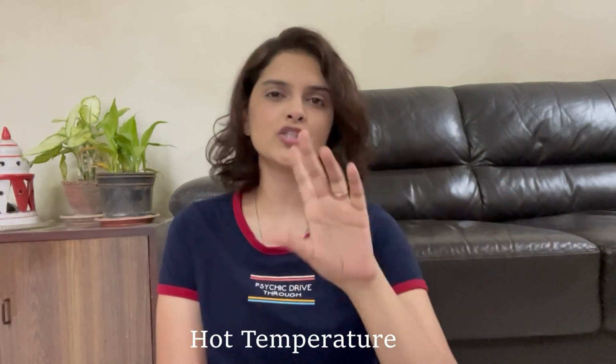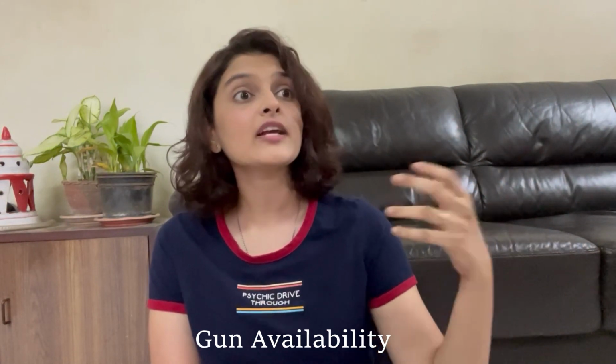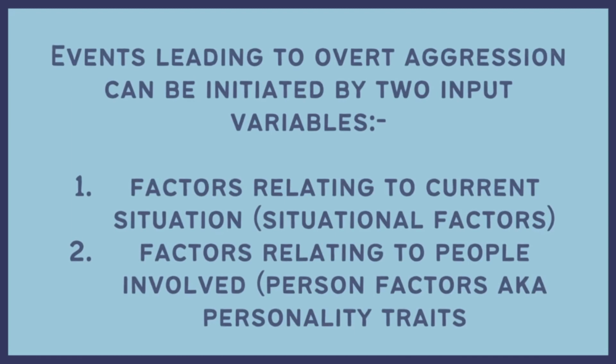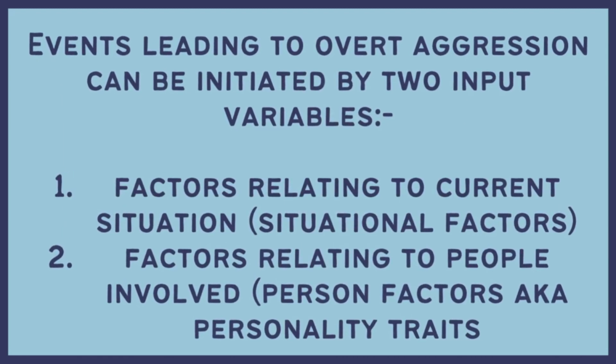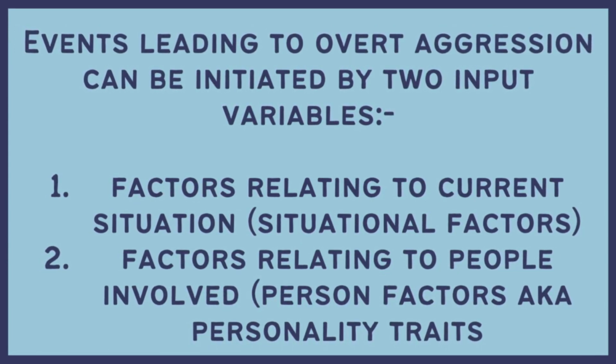There are other situational factors like temperature: if it's too hot, that can cause overt aggression. I'll make a video on it. Then there could be the presence of a weapon like a gun that can also lead to overt aggression. So there are multiple situational factors in our environment that can lead us to overtly aggress. The second input variable that could cause overt aggression is factors relating to people involved.